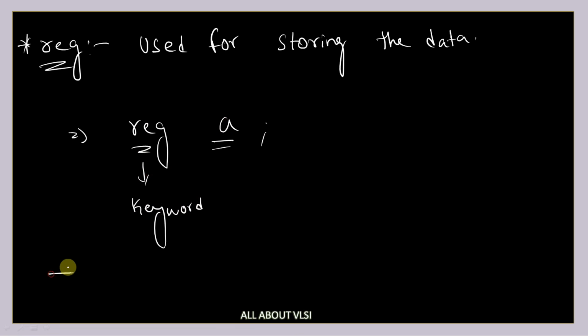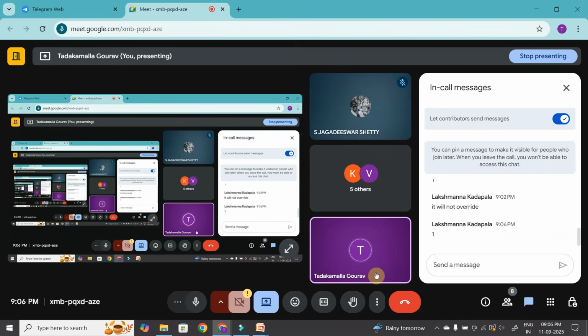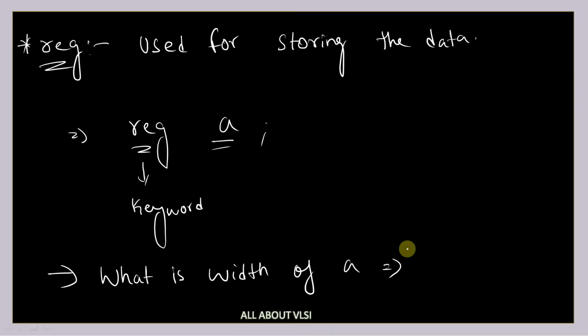Now, how many bits of data can we store? What is the width of our reg? Can anyone tell me what the width of a is? How many bits of data can we store inside this a? Exactly, one bit. We can only store one bit of data inside this a. If we want to store more than one bit, we are going to use the concept of vectors, which we will discuss a little bit later.